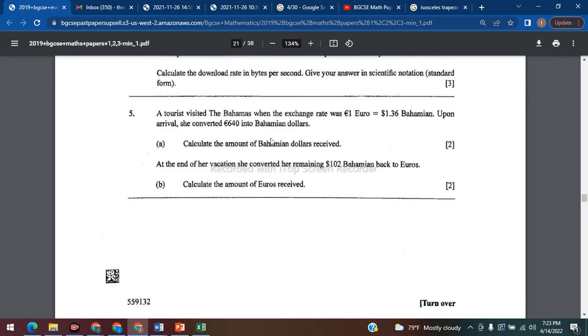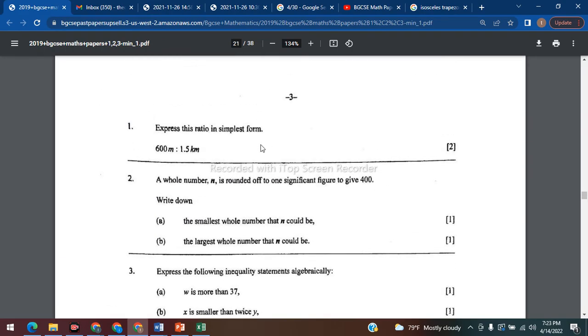Wow, we almost finished paper two. Okay, so let's continue.